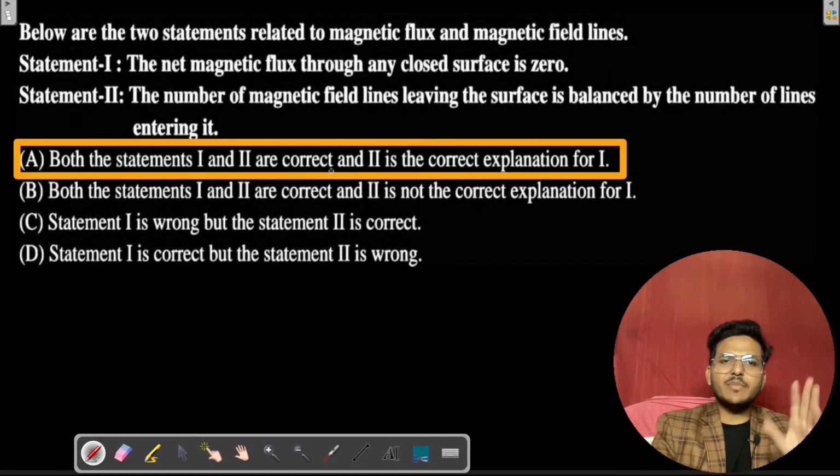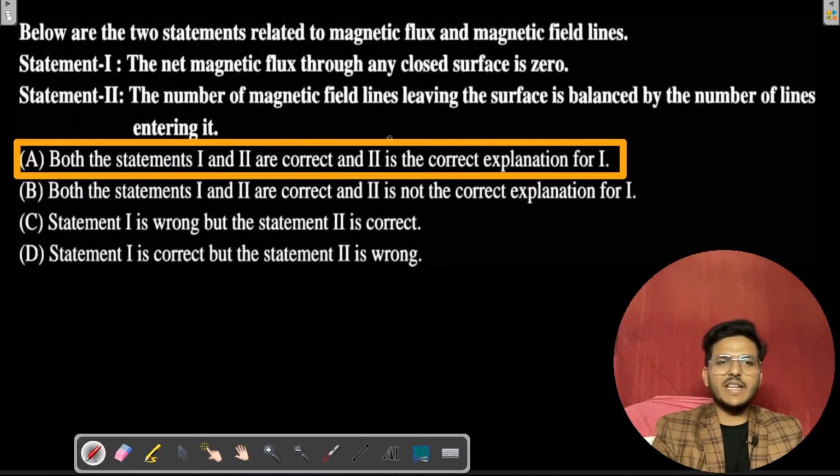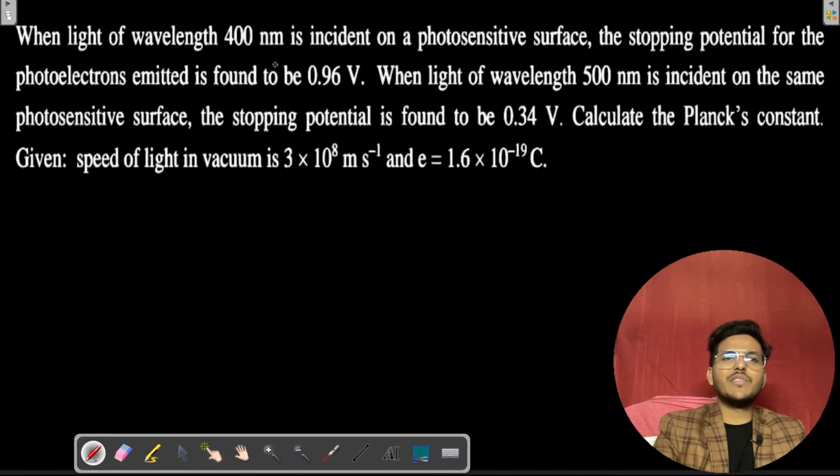So both statements are correct. Second one is the complete explanation of first. Right, A is the correct one. Rani, you're correct. Okay, Manish. Let's move to next.